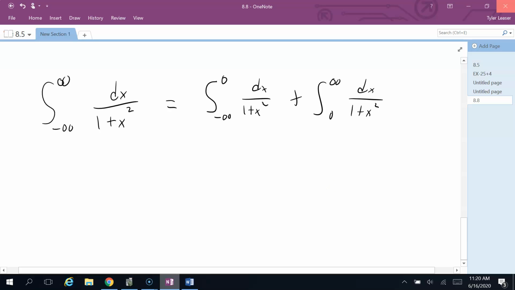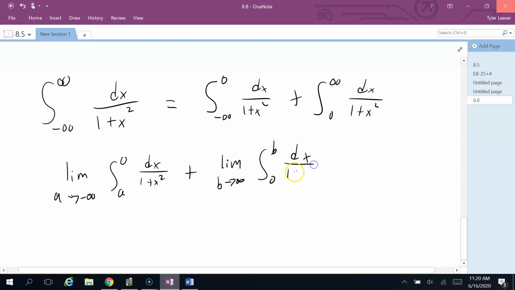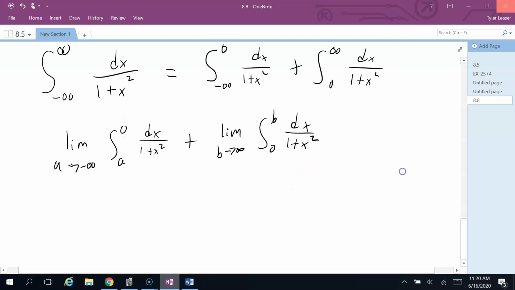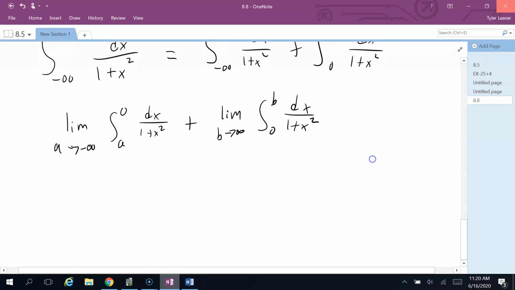Okay, for both of these, we're going to do that limit. So we're going to do the limit as a goes to negative infinity of the integral from a to 0 of dx over 1 plus x squared, plus a separate limit, the limit as b goes to positive infinity of the integral from 0 to b of dx over 1 plus x squared. All right, now we need to find antiderivatives.